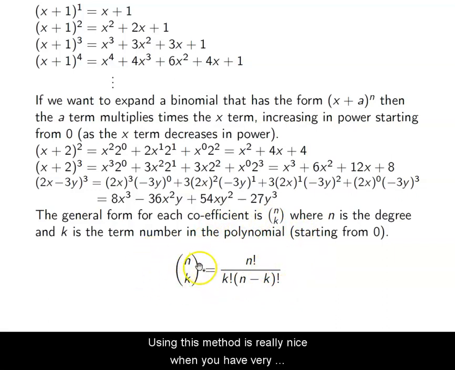Using this method is really nice when you have very large values. So if I had like 2x minus 3y to the 8th power, for instance, that's a lot of this stuff to do. This might be a little faster, or like to the 50th term or something like that. This formula will be easier. So first, let's talk about what factorial is. Factorial is very, very common in mathematics. Again, you probably haven't seen it yet, but it does show up a lot in Calculus 2. It's actually kind of everywhere in Calculus 2.